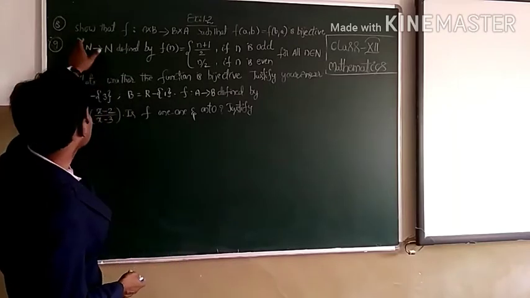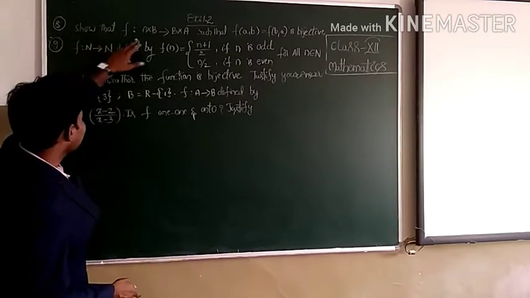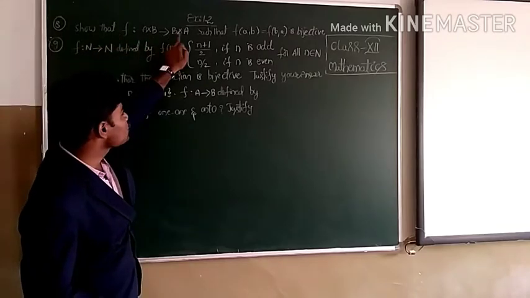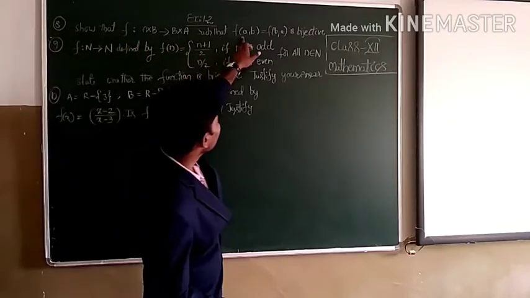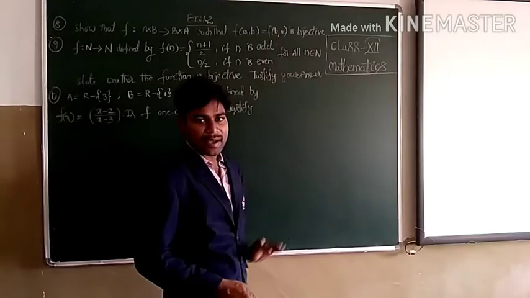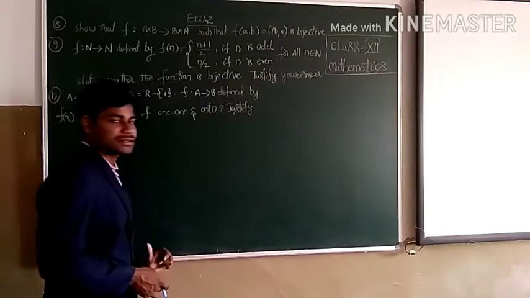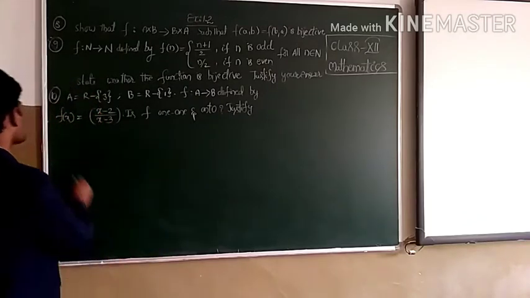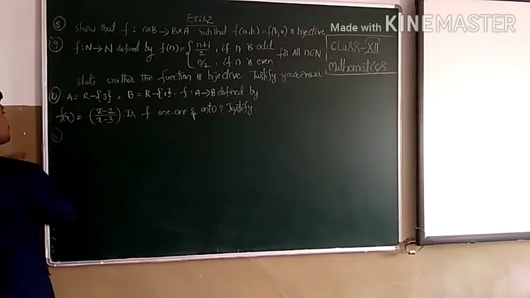Now let's see the 8th problem first. Let A and B be two sets such that f: A cross B to B cross A, f(A, B) = f(B, A), is a bijective function. Simply, we have to show that the given function is a bijective function. That is the problem here. So now let's see the solution.